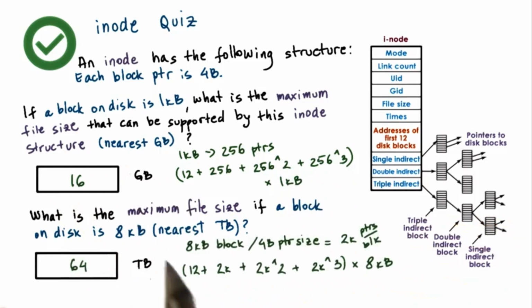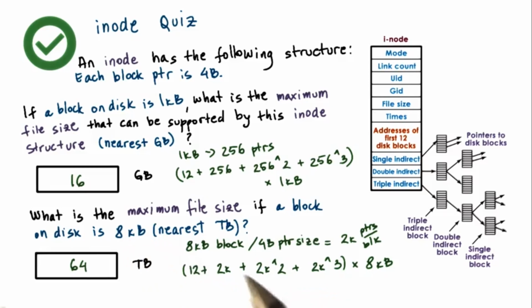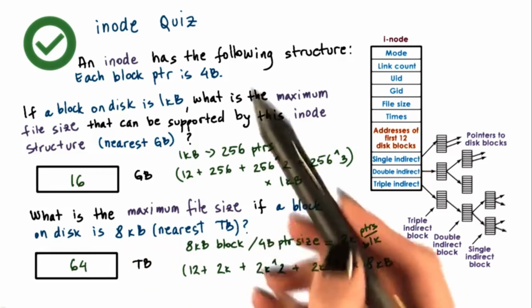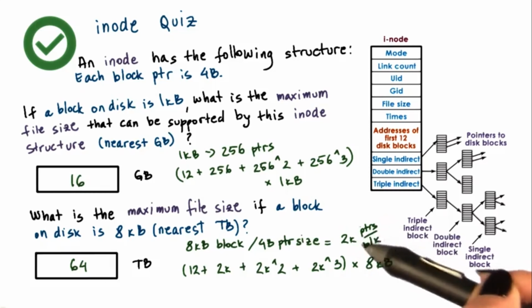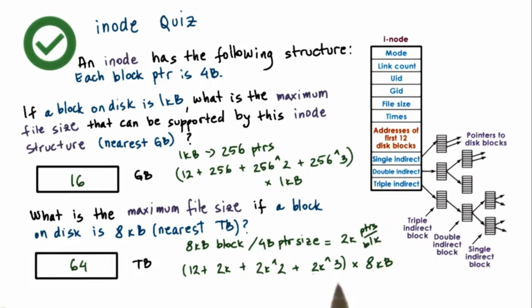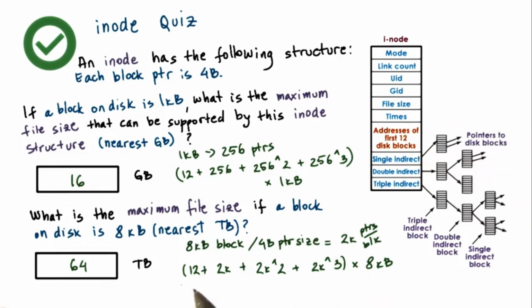The answer to the second question is 64 terabytes. Remember, here we have 8 kilobyte block sizes, and given that the pointer size again is 4 bytes, each one of the blocks can contain 2K pointers. Now, if we do the math to compute what is the total number of blocks that can be addressed with this inode, we will come up with this calculation and multiply that by 8 kilobytes, again, that is the block size, will produce the answer of 64 terabytes.